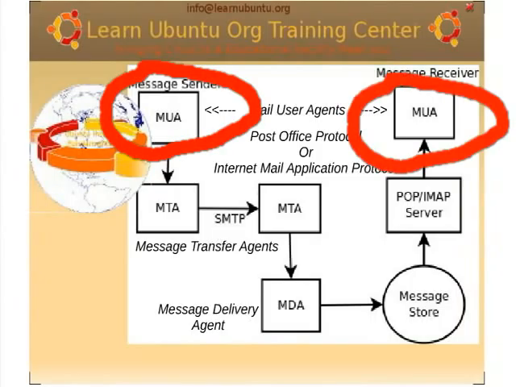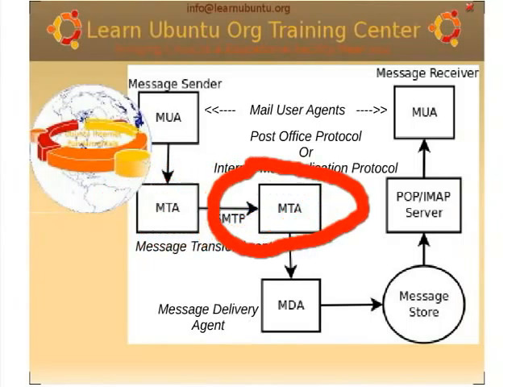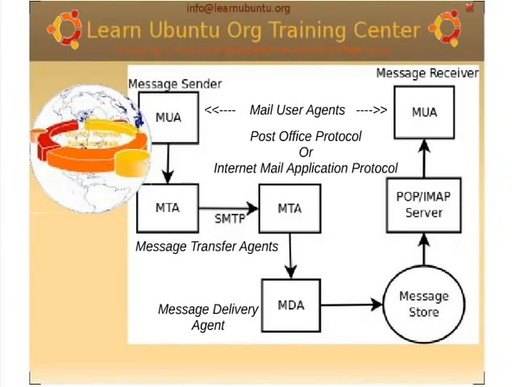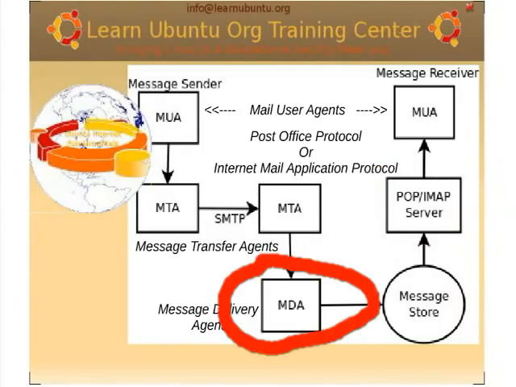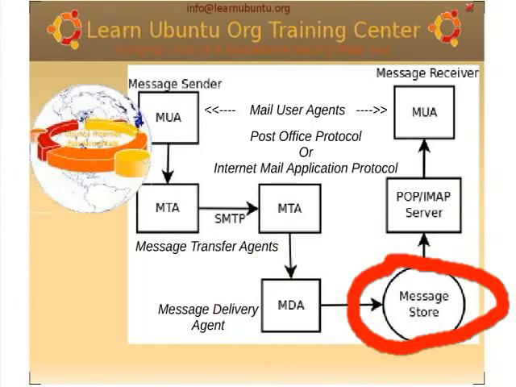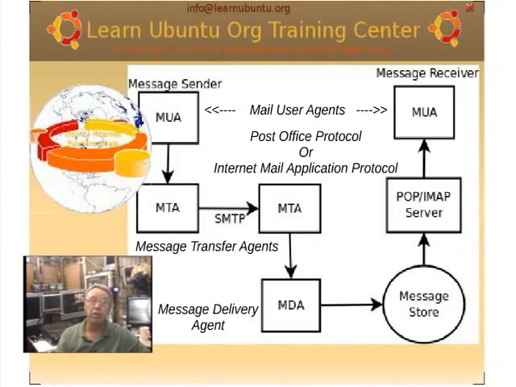MUA, a mail user agent, such as Evolution, or Outlook, or Thunderbird. MTA, the mail transfer agent. Those are the SMTP servers. Okay? Then we have Post Office Protocol, or Internet Message Access Protocol, which works with the message delivery agent to a message store that has to be somewhere on that mail server that receives email, which is different than the SMTP server, and it's important to note that.